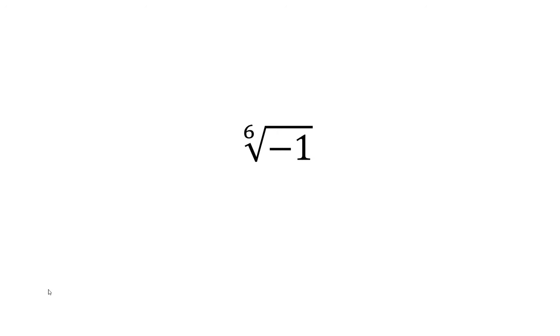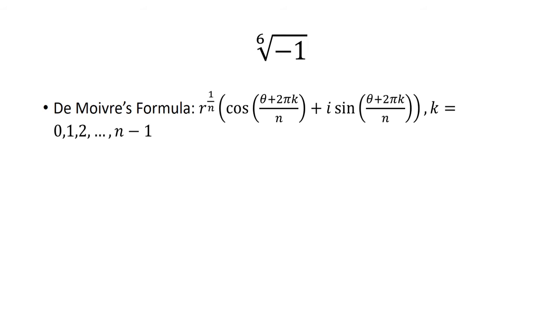In this video, we'll be finding the sixth root of -1. First, we need to use de Moivre's formula. De Moivre's formula is of the form r raised to the 1 over n power times a quantity cosine of theta plus 2 pi k over n plus i times sine of theta plus 2 pi k over n, where k is from 0 all the way up to n minus 1. And these are going to be all the roots to our question here.